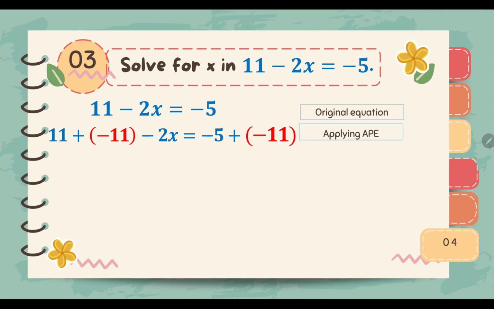So that when we are going to simplify, 11 plus a negative 11 is actually 0. So that you are left on the left side with negative 2x, and on the right side, negative 5 plus a negative 11. Remember, adding like signs, you simply add 5 and 11 and affix the negative sign. So that we now have negative 2x is equal to negative 16.